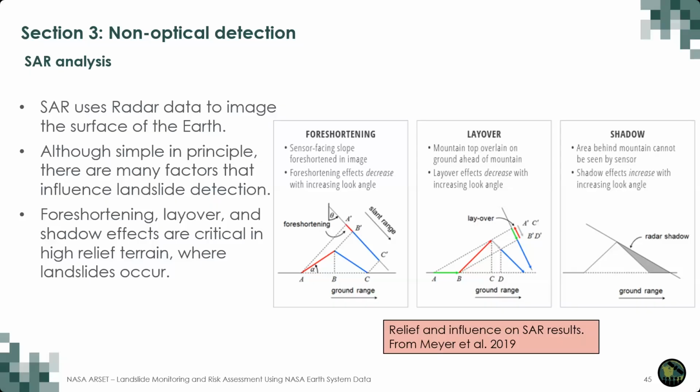Sensor-facing slopes tend to look smaller than the ones facing away from the sensor, so that's something else to consider, and it has to be corrected for. And then finally, layover is an effect whereby steep slopes may appear as being flipped over. In essence, the point at the bottom of a slope versus the top of a slope may be inverted in the observation that returns to a satellite. And so again, correcting for that is critical when considering landslides in these mountainous areas.